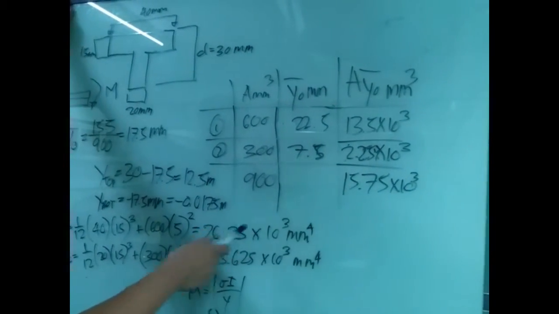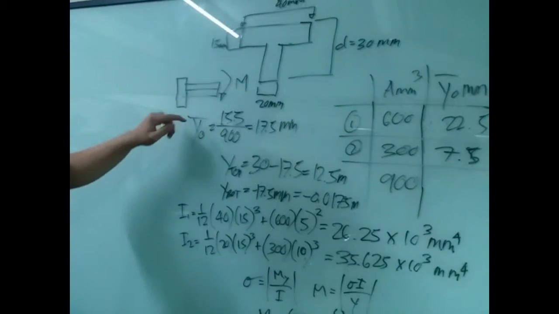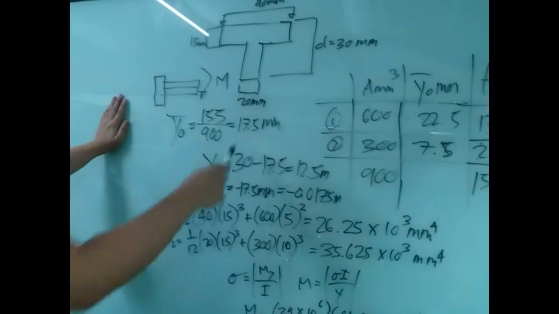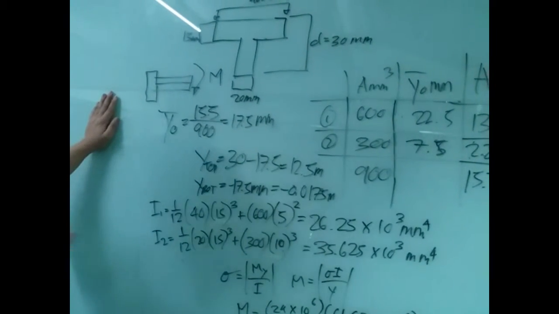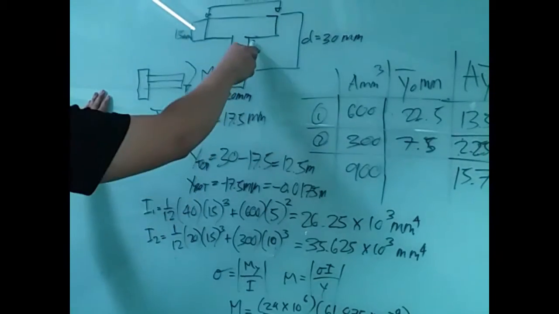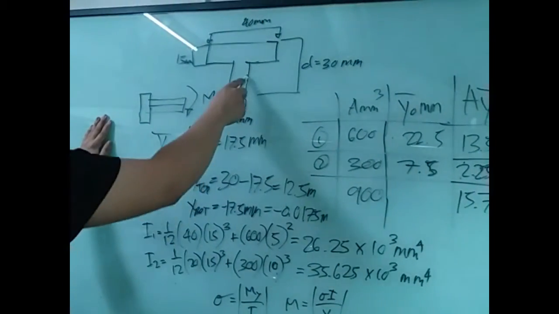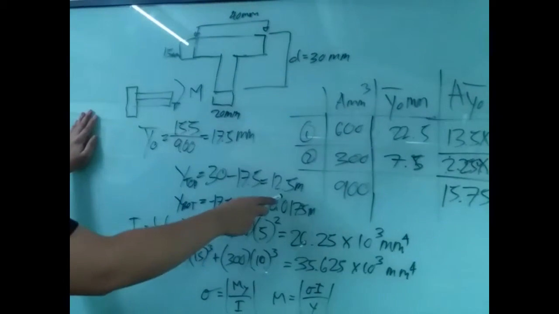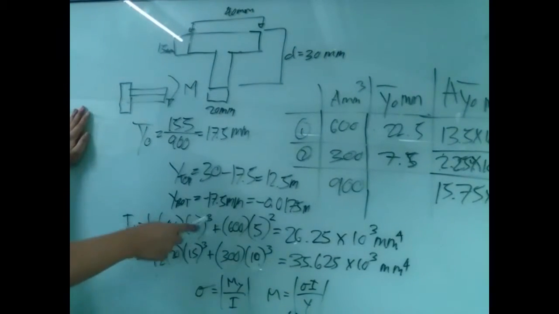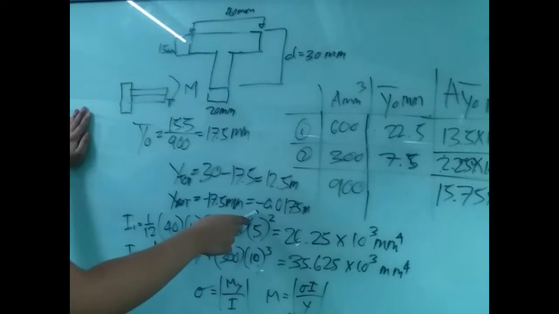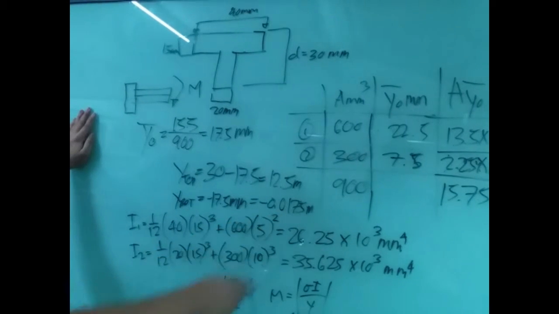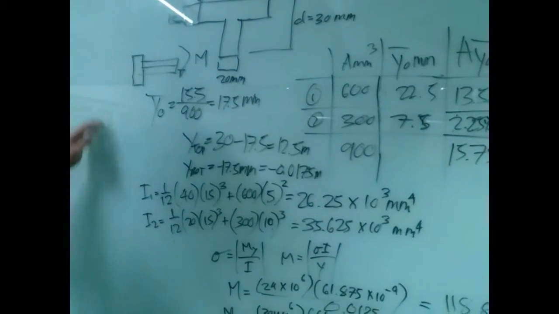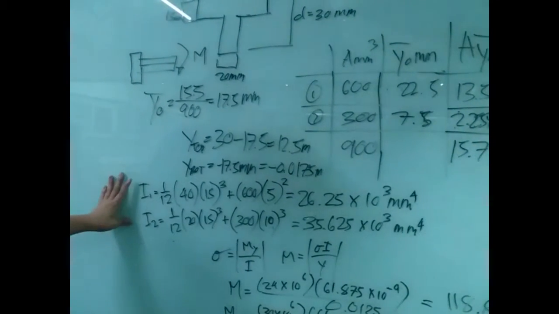So to compute the y bar, we need to divide 15.75 over 900, which is equal to 17.5. So we need to determine the height, which is the center on the top and on the bottom. So 30 minus 17.5 is equal to 12.5. And in the bottom, 17.5 is equal to negative 0.0175.